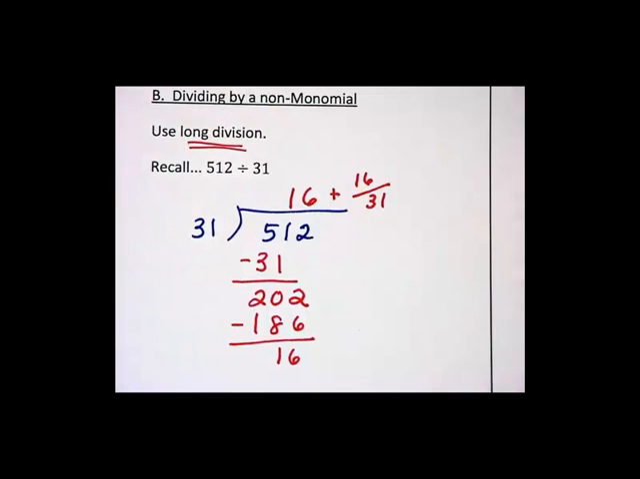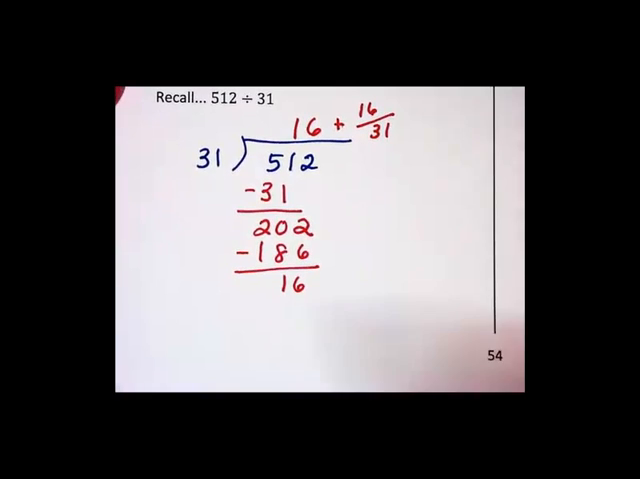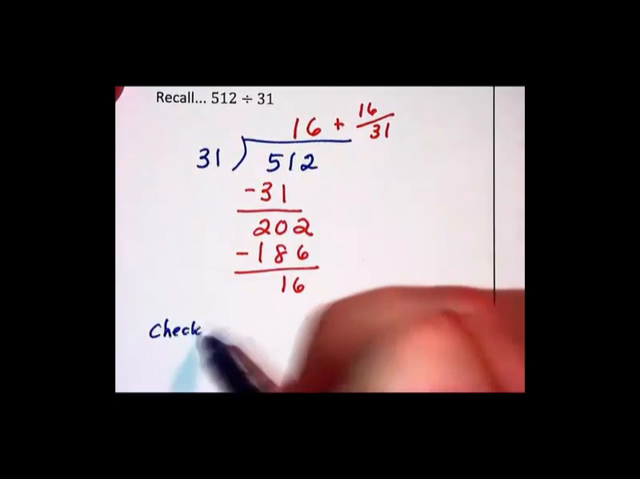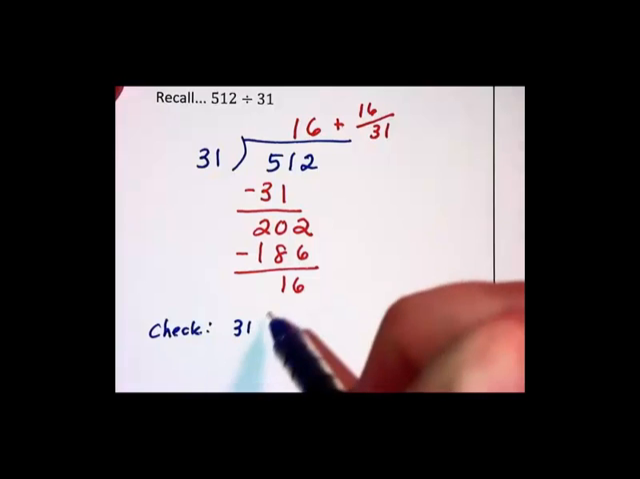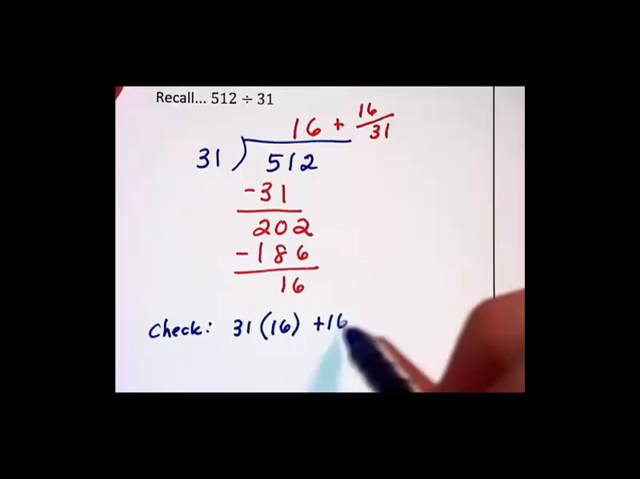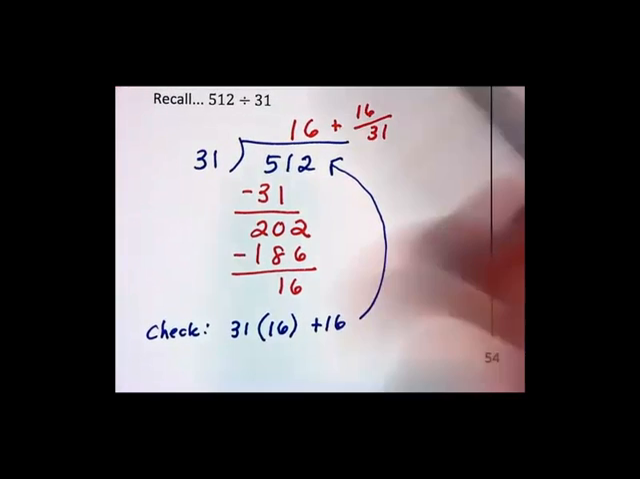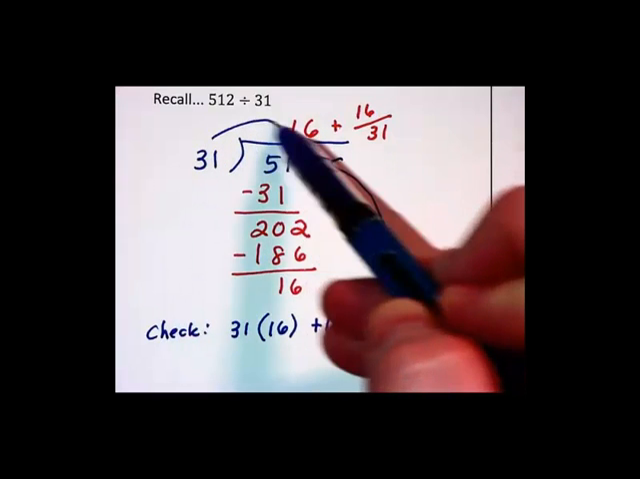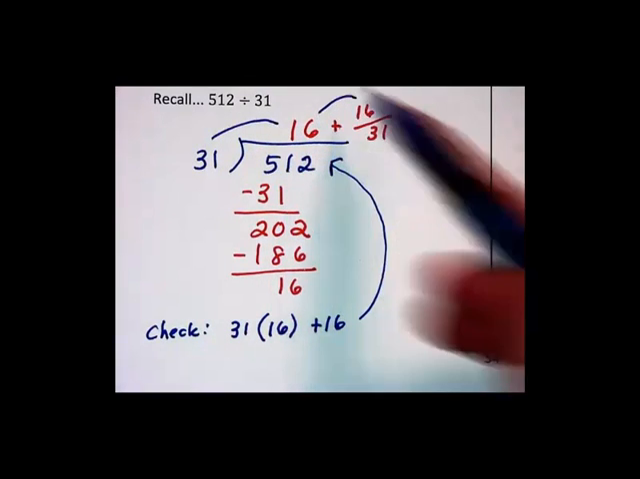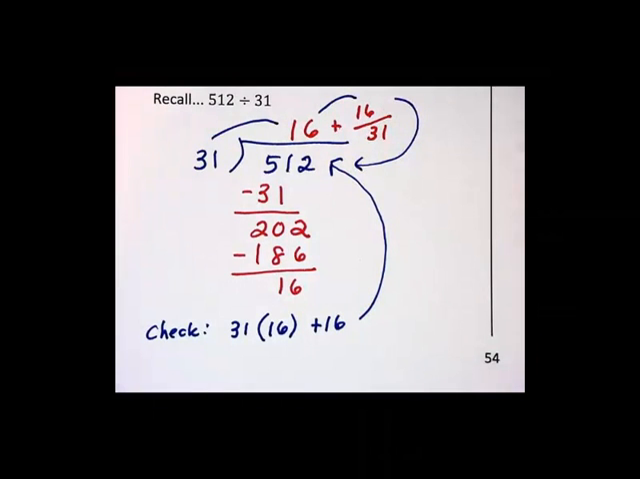Now, the way we would check our answer, the opposite of division is multiplication. The check would be to take the 31 on the left, multiply it by the 16 on the top, add 16 to that, and see if we get to the 512. In other words, 31 times that 16 plus the other 16 should get you to the 512. Now that's important for us when it comes to checking the division we're going to be doing in a moment.